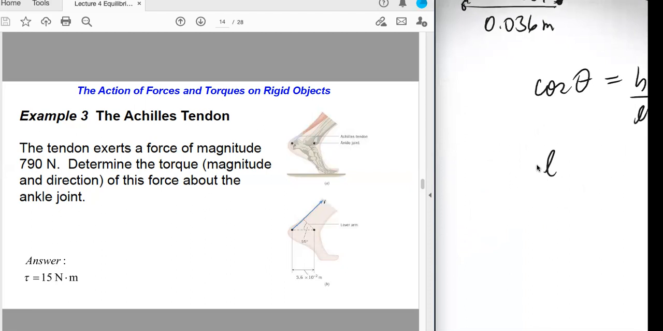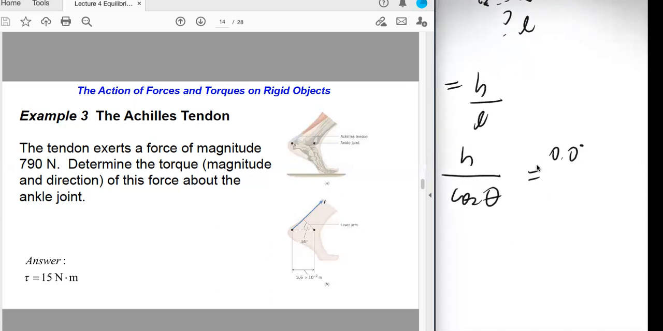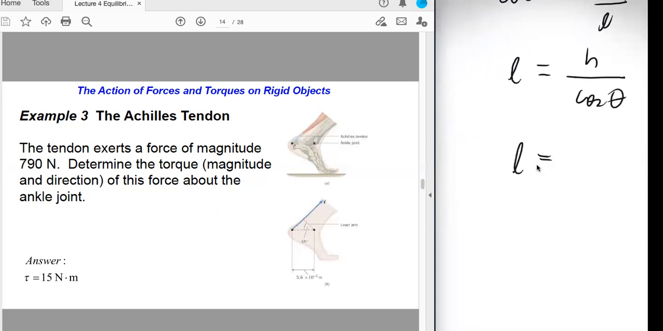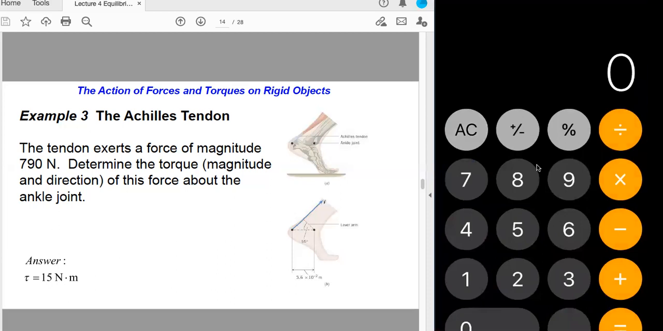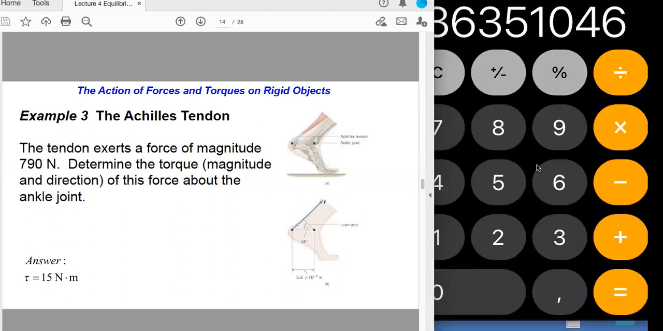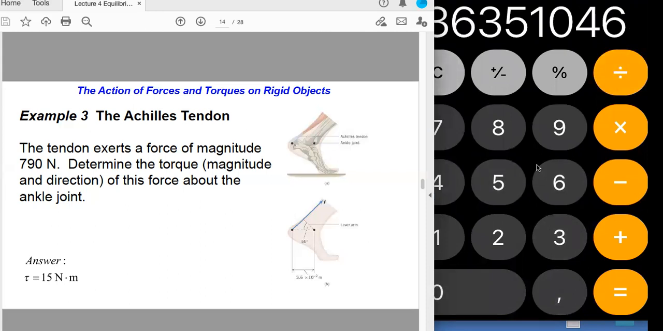So, ang L mo is equal to hypotenuse over, tama ba? Hypotenuse over cosine theta. That's 0.036 over cosine of 55 degrees. So, and use your calculator. 55, cosine. 0.036 divided by cosine of 55. Tama ba? 0 point, parang mali.